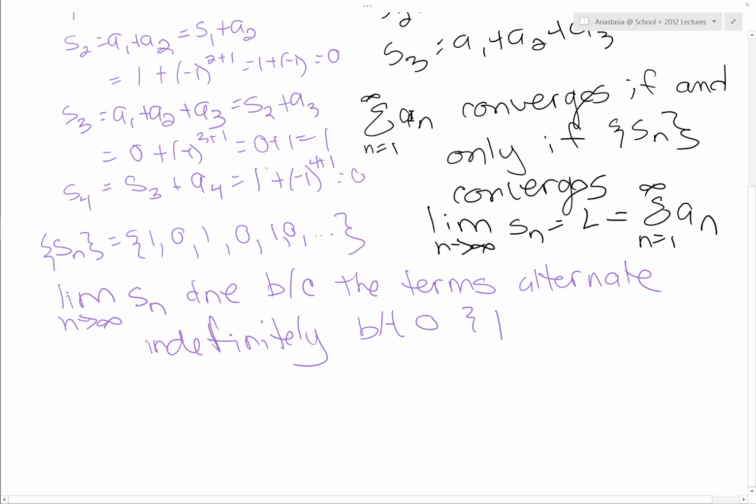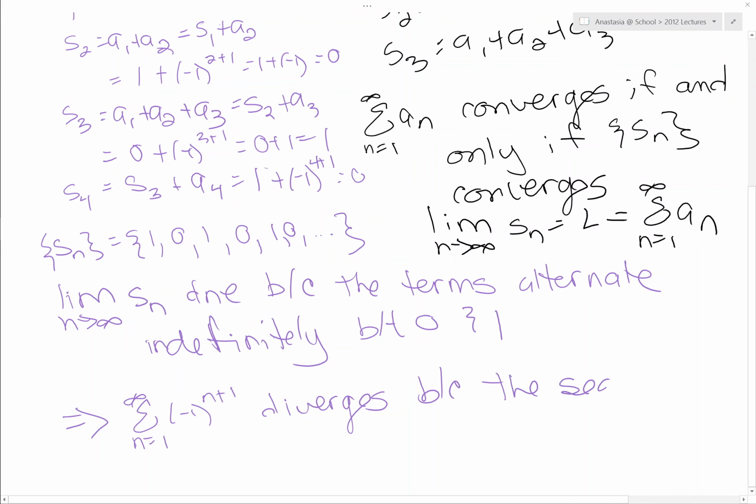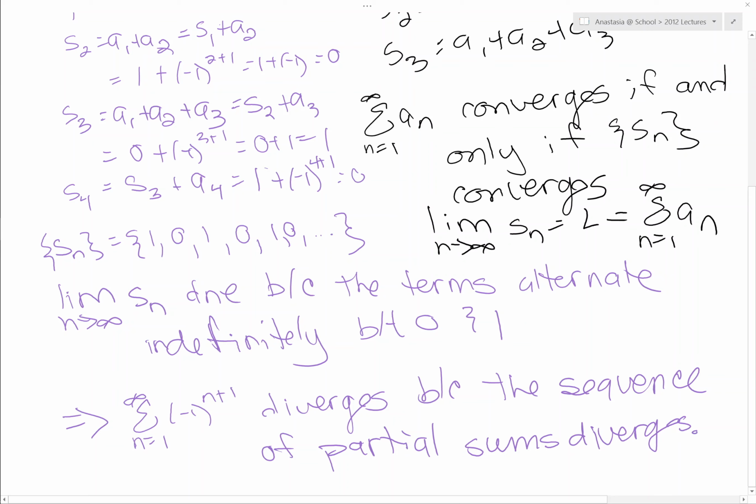Now, because of the fact that a series converges if and only if the sequence converges, since it's if and only if, it means that if the sequence diverges, then the series diverges as well. So this means that the sum from n equals 1 to infinity of negative 1 to the n plus 1 diverges because the sequence of partial sums diverges. And there is our final answer for example 1.